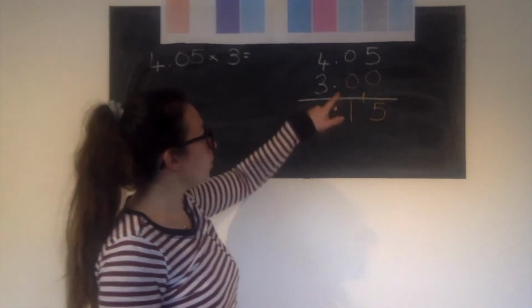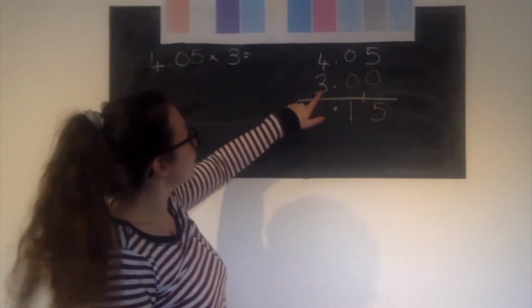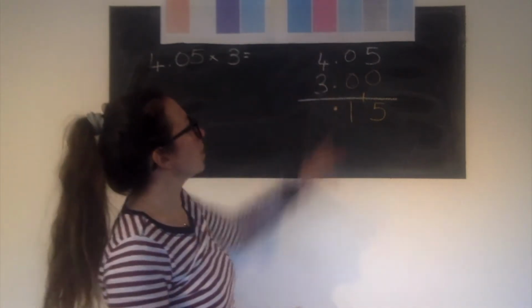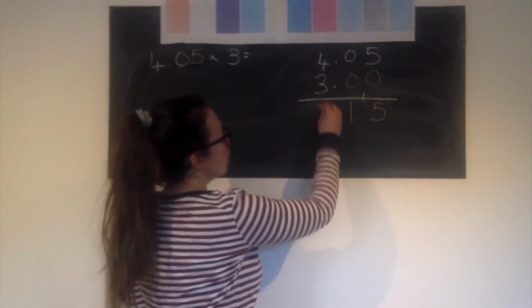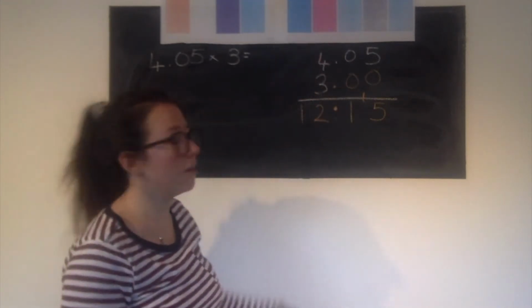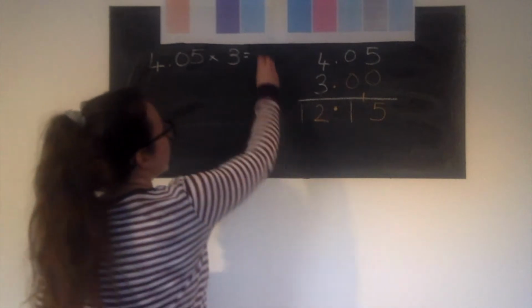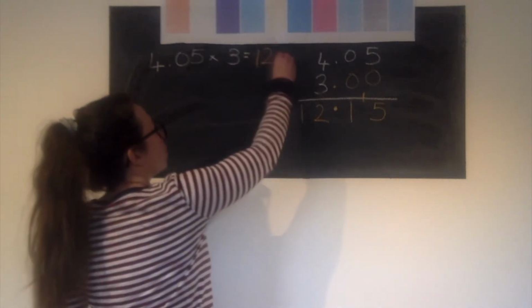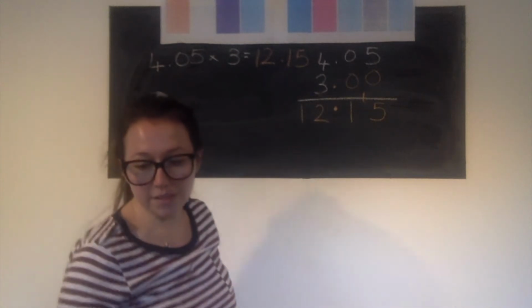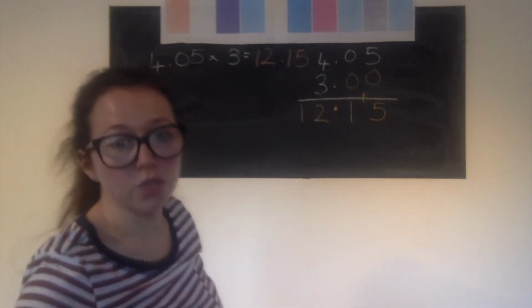Then, just like we normally do, we move on to our whole numbers. 3 times 4 gives us 12. Can't fit 12 in my units, so the 2 ones go there, and I carry my 1 ten. So my answer will be 12.15. 12.15.